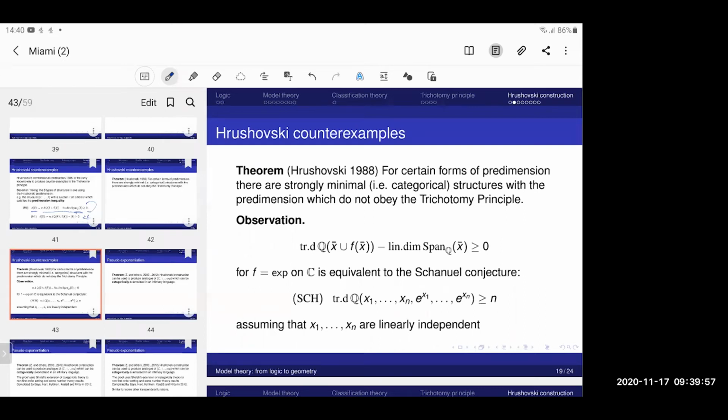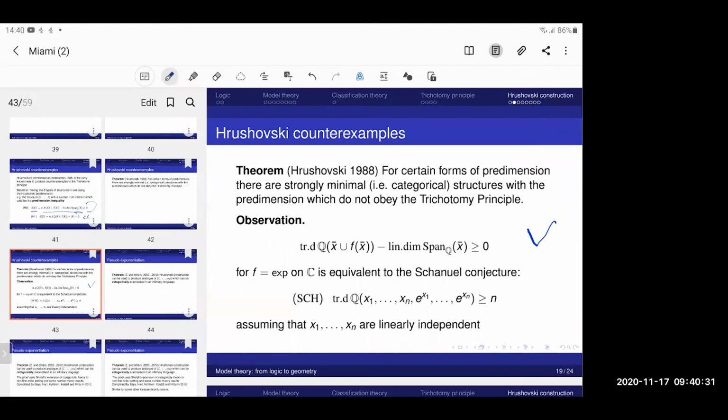And now we can go down to this observation, and what this observation is, you have time already to see, is that the harder one of these pre-dimension inequalities, in a slightly more specific setting, is nothing but the statement of Schanuel's conjecture.